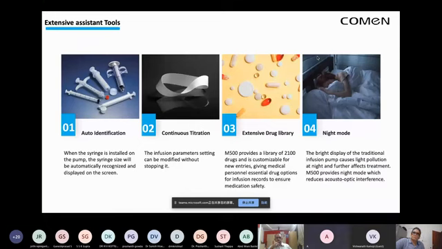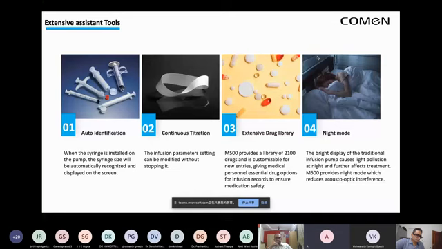So for this kind of function, it will help doctors work efficiently and reduce doctors' workload. Number one, it is automatic identification. When the syringe pump is inserted on the pumps, the size will be automatically recognized and displayed on the screen. And the second one, continuous titration. The infusion parameter setting can be modified without stopping it.